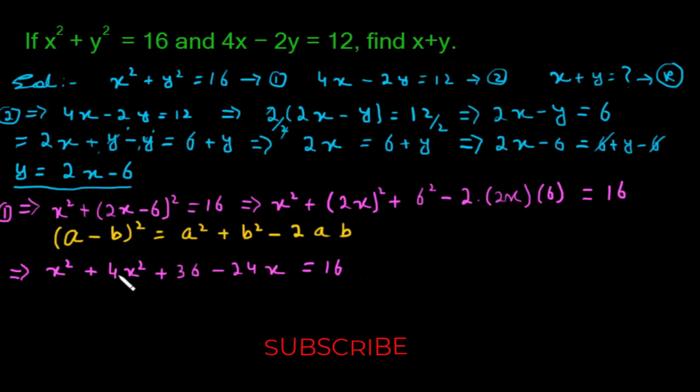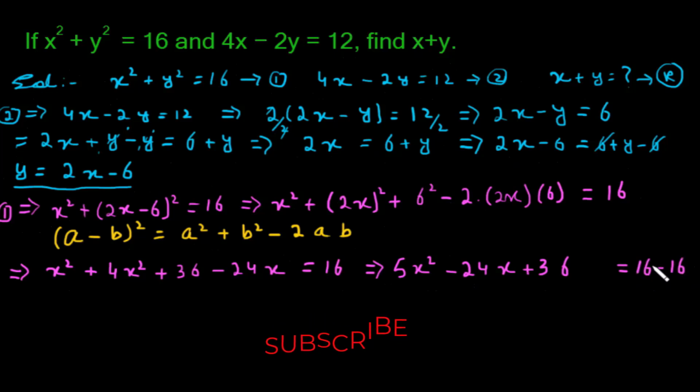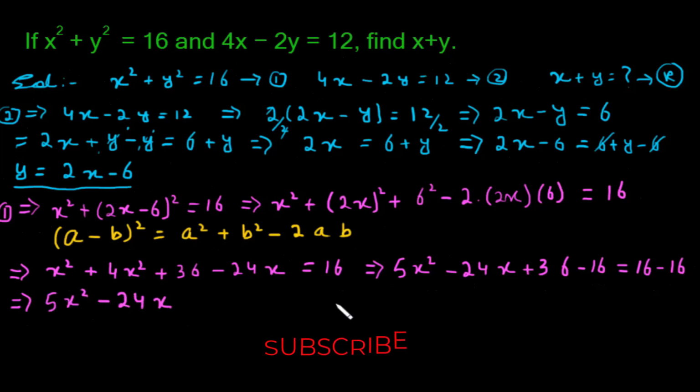Now adding these two will give me 5x squared minus 24x plus 36 is equal to 16. To make it 0, I will subtract 16 from both sides, 16 from here and 16 from here. So that will get me 5x squared minus 24x plus 20 is equal to 0. So these are the equations I have got after a few steps.